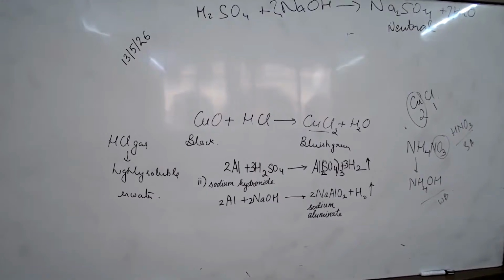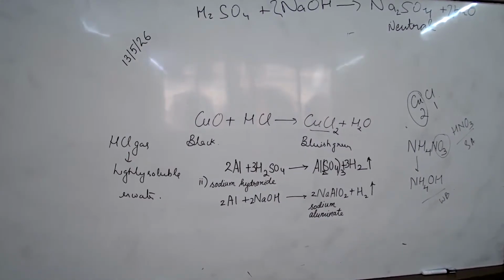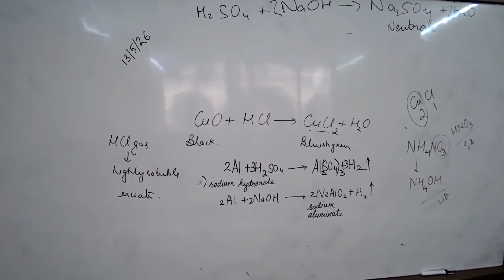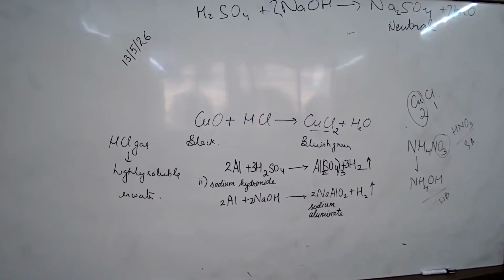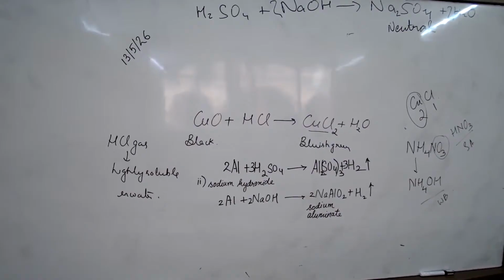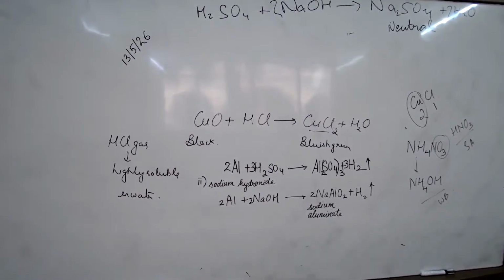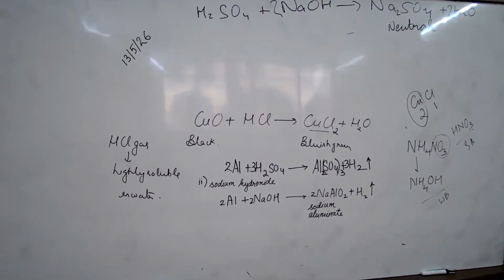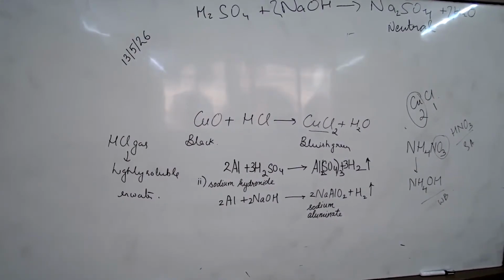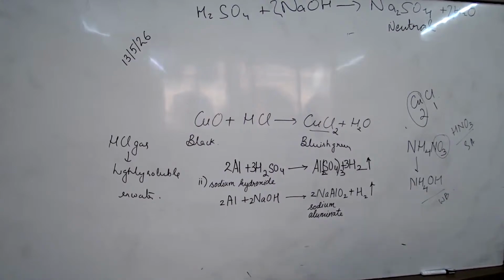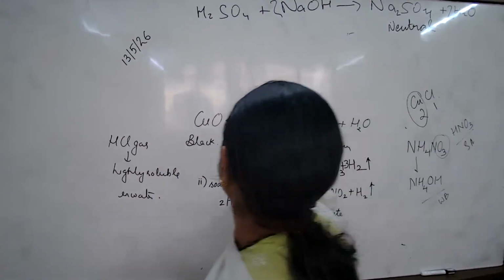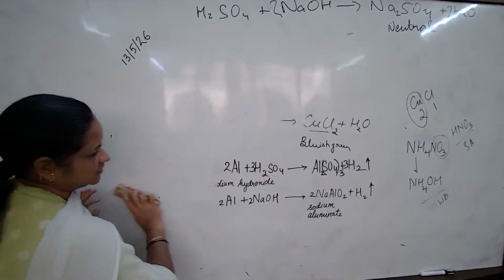Write the question there. The decreasing order of H positive ion concentration. C is correct. Wait. Decreasing order of H positive ion concentration you have to give. Okay? pH values they have given and we have to give the decreasing order of hydrogen ion concentration. Now tell me the answer.